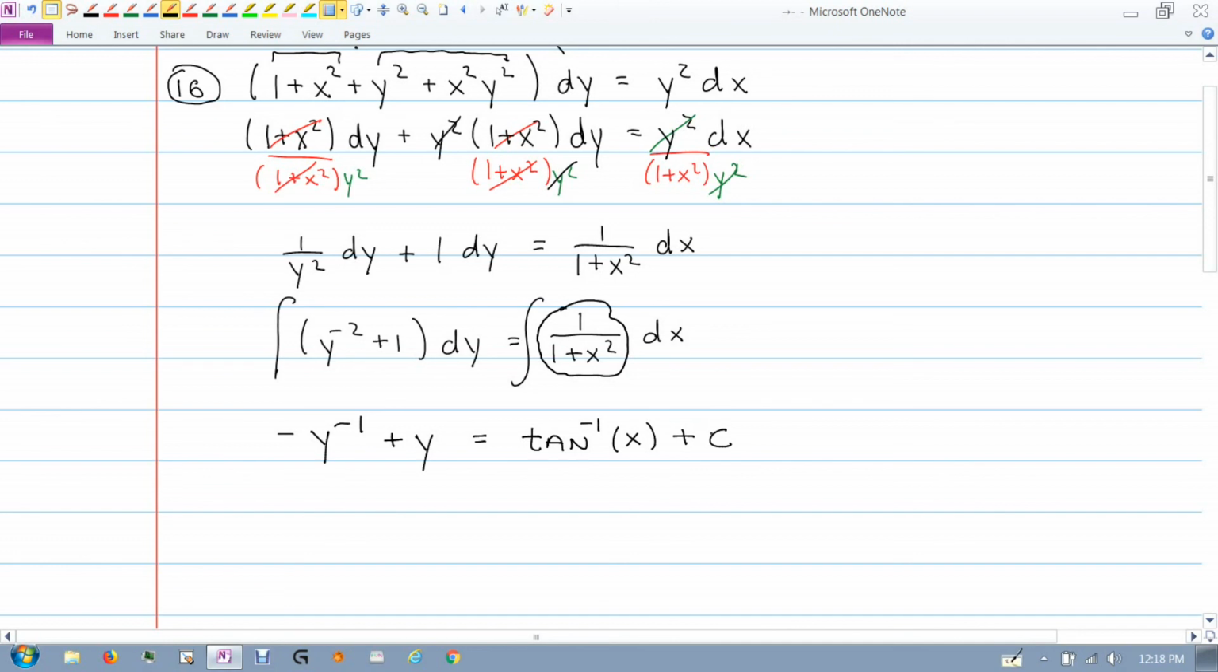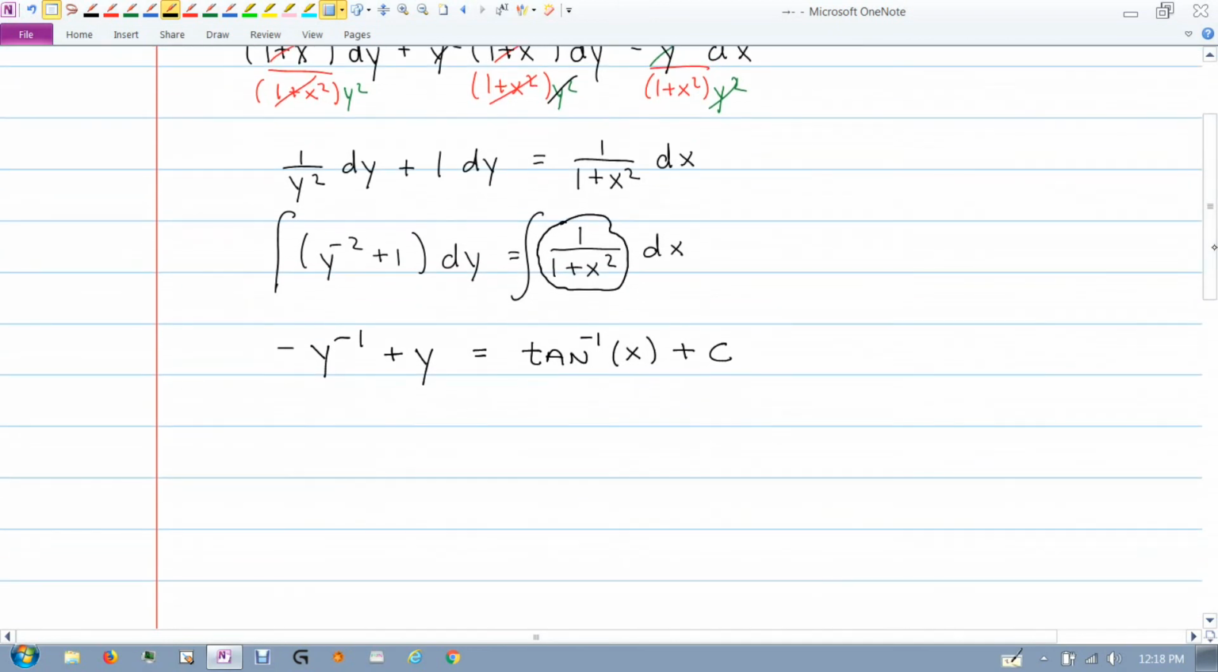And so this is it. We have our equation. This is negative 1 over y plus y equals arctangent of x plus c. All right, that's number 16.